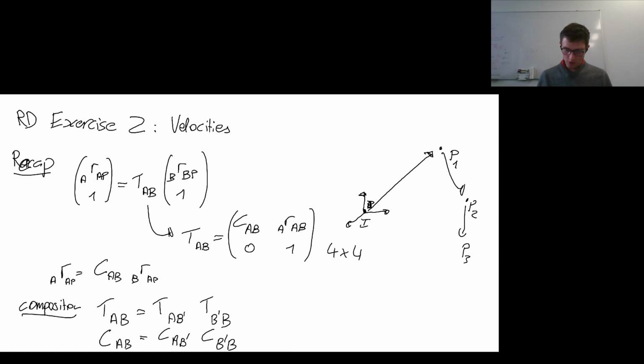All right, so what we will do today is consider velocities. Compared to before, where we just described positions, we now want to describe the velocity, or the rate of change, of a position and orientation of our end effector, for example.